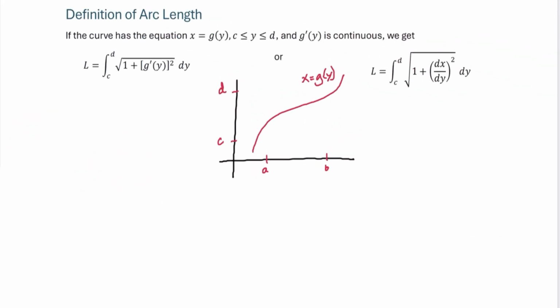Here we have another definition of arc length, and there's very minor changes this time. Instead of y equals f of x, now we have x as a function of y. So x equals g of y. Instead of integrating from a to b, we're looking at c to d now on the y-axis. So again, we're measuring the length of this arc from C to D.